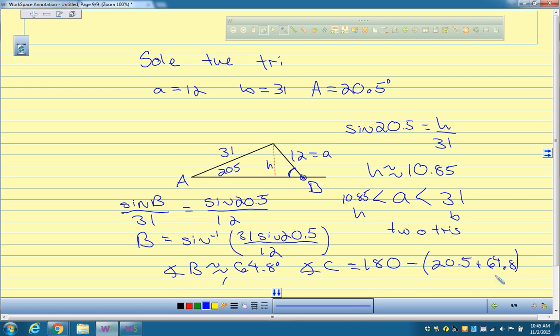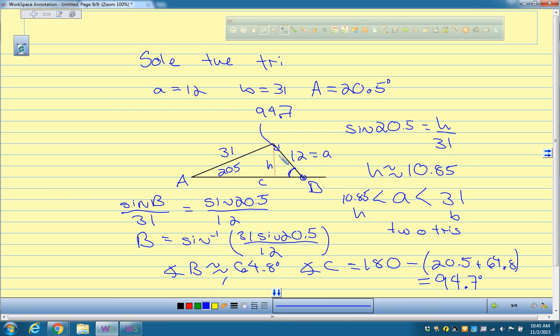Yes? What does that come out to be? That comes out to be 94.7, I believe. 94.7 degrees. Okay. So this is 94.7, and then you can go ahead and find side C by going sine of 94.7 is to C as sine of 20.5 is to 12.